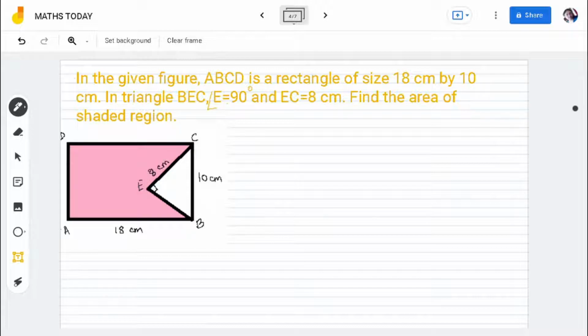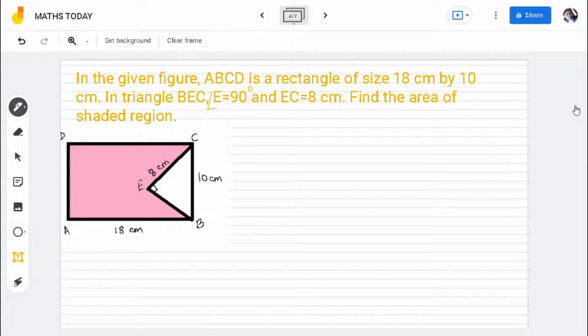Now the problem is, for finding out the area of a rectangle, we can find it easily, by multiplying length into breadth. But for finding out the area of this triangle, we need half into base into height. If I am taking EC as my base, then base is there, no problem. But height is not there. So first of all, we need to find out the height, that is the length of BE. For finding out the length of BE, we have to use the Pythagoras theorem. So let's start with this question.